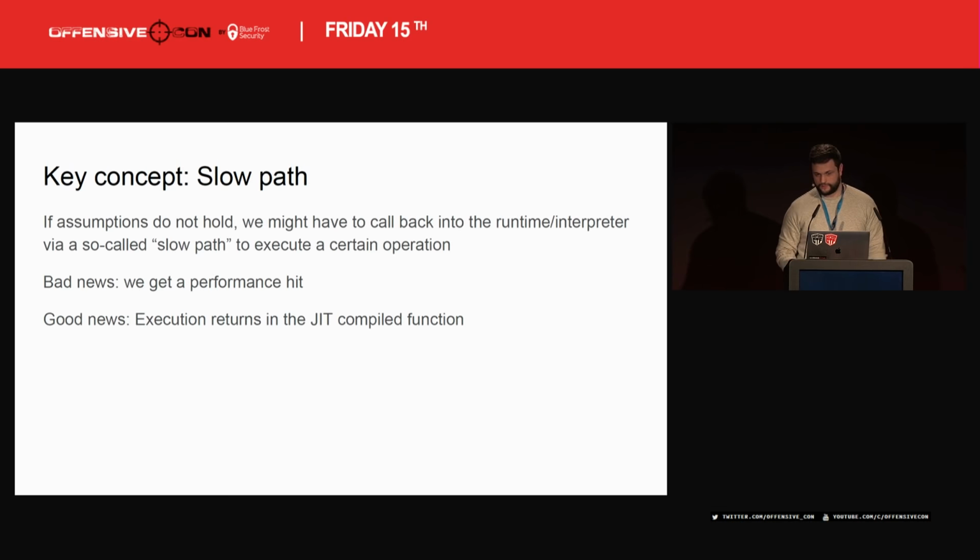So that takes me to introducing two key concepts that are used in JIT compilation. The first one is the so-called slow path. As I said, the JIT will have to make assumptions and check that these assumptions are actually true. And if something is not true, then the JIT code might have to fall back into the interpreter via something that's called a slow path. The bad news is that you get a performance hit for that. But the good news is that the JIT code actually accounted for that. So sure, for that operation, you will run slower because you have to go back into the interpreter, but you will come back into the JIT function going forward. So it's not too bad.